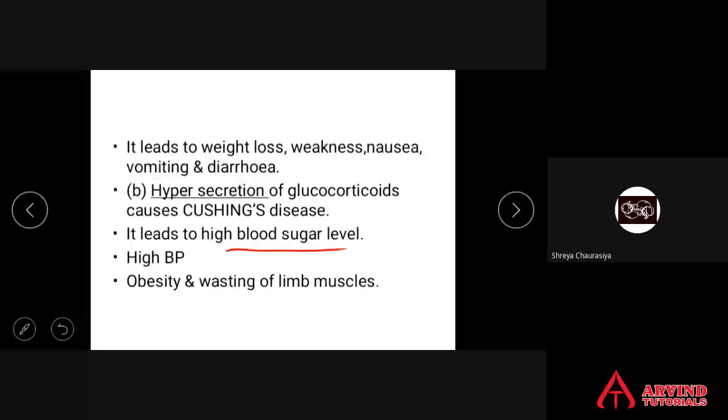So hypersecretion of glucocorticoid causes Cushing's disease, leads to high blood sugar level, high BP, obesity, and wasting of limb muscle. Limb muscles becoming wasted means there are chances that the limb muscles become loose, and slowly they become thin. That appears due to hypersecretion of glucocorticoids.